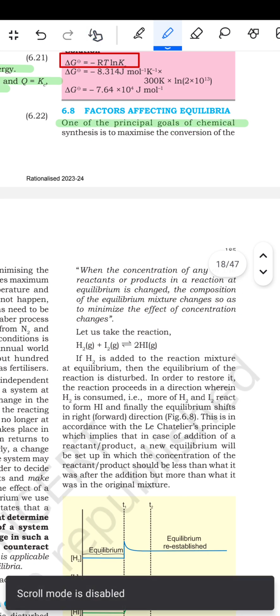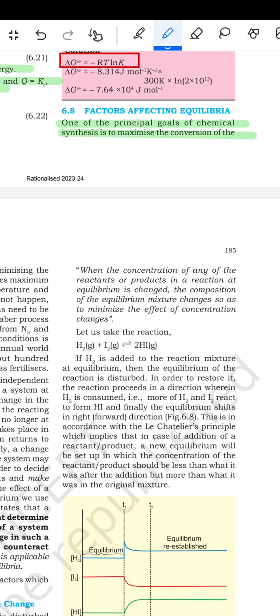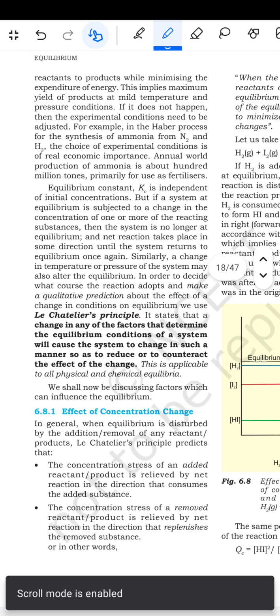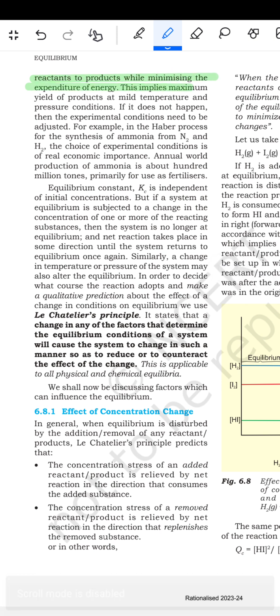One of the principal goals of chemical synthesis is to maximize the conversion of reactants to products while minimizing the expenditure of energy. This implies the maximum yields of the products at mild temperature and pressure conditions. If it does not happen, then the experimental conditions need to be adjusted. For example, in the Haber's process for the synthesis of ammonia from N2 and H2, the choice of the experimental conditions is of real economic importance.